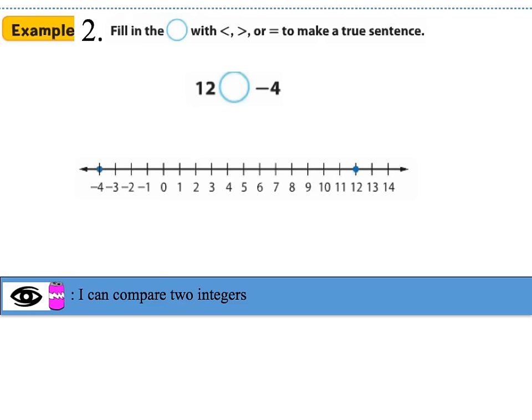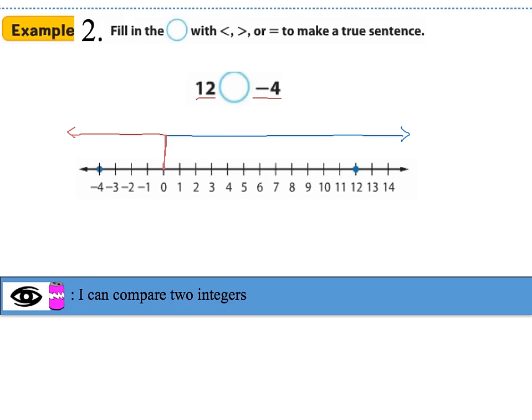So let's begin example 2. It says fill in the blank with less than, greater than, or equal to make this a true statement. They're giving me two integers. The first integer is positive 12 and the second integer is negative 4. And I know from the key concepts that any positive number is bigger than any negative number. So using my number line, I know that if I start at 0 and I go to the right, my numbers are getting larger. So the farther right I go, the larger my numbers. If I start at 0 and I go to the left, my numbers start to get smaller.